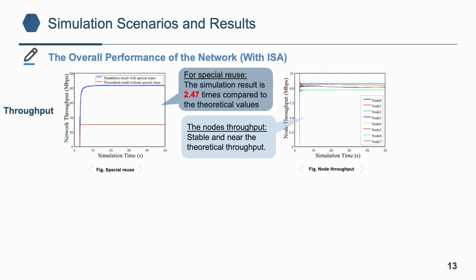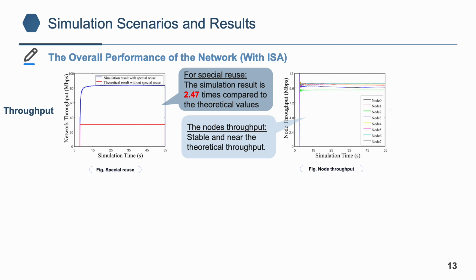After the interference avoidance strategy was activated, we tested the overall performance of the network. The first figure depicts the network throughput comparison between the network with spatial reuse and the theoretical throughput without spatial reuse. You can see that our network can achieve a higher throughput with spatial reuse. And then there is the node throughput.